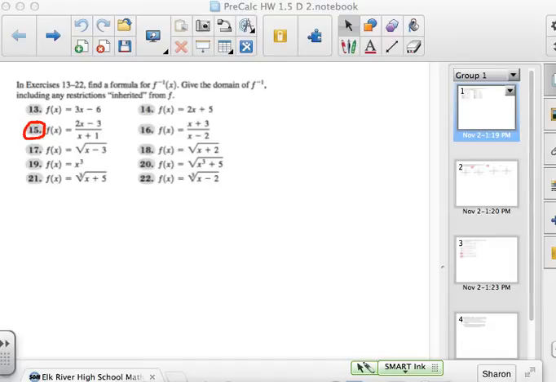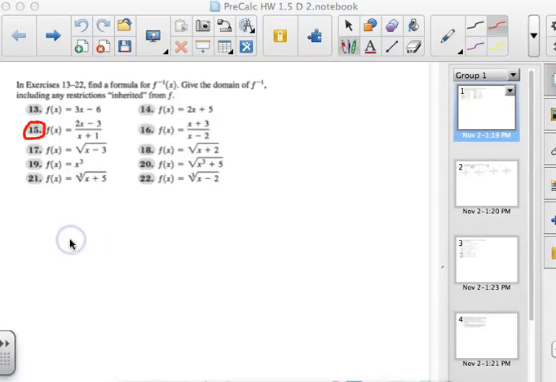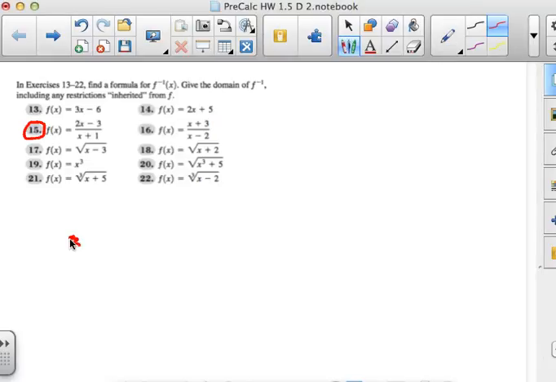These are the frequently asked questions for pre-calculus from section 1.5, day 2, starting with number 15. It says in exercises 13 to 22, find a formula for the inverse of f and give the domain of that inverse, including any restrictions that are inherited from f. So as I start number 15, I'm looking right away to see those restrictions.